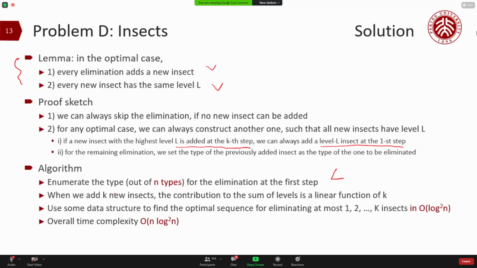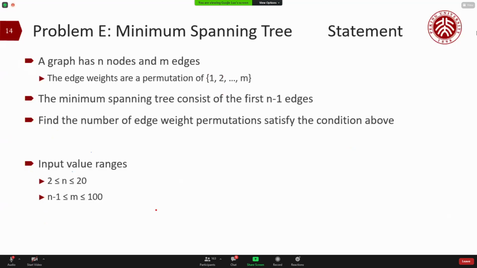And then we add k new insects. The contribution to the sum of levels is a linear function of k. There are some details omitted here, but after some careful derivation, you will find this, and you can use some data structure to find the optimal sequence for enumerating at most 1 to k insects in log n squared time. So the overall time complexity is n times log n squared. So this is problem D.